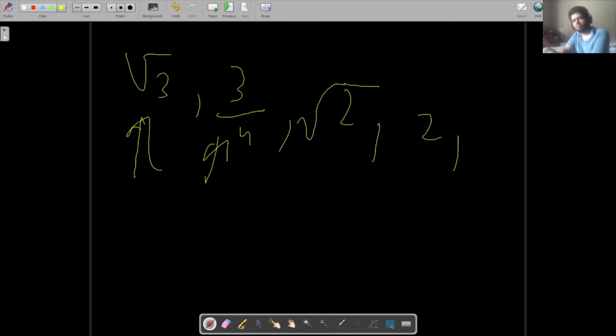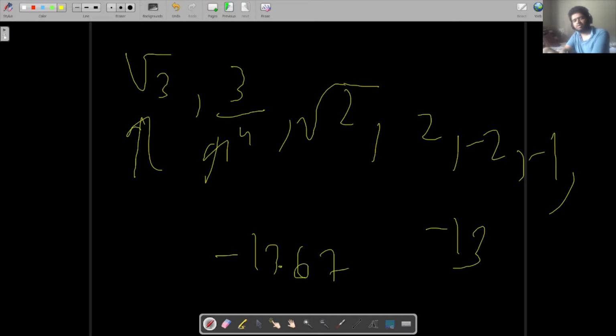So all these are real numbers. 2 is a real number. Minus 2 is a real number. Minus 1 is a real number. Minus 13 is a real number. Minus 13.67 is a real number. Minus 7 by 3 is a real number. Minus 7 root 3 divided by 2 is also a real number. Then what are non-real numbers?